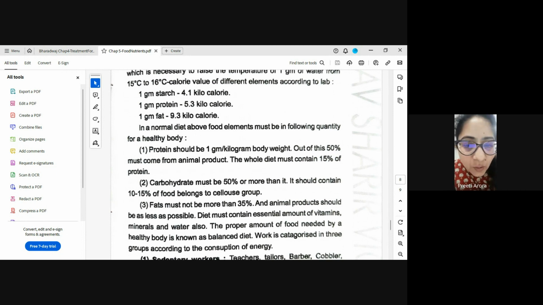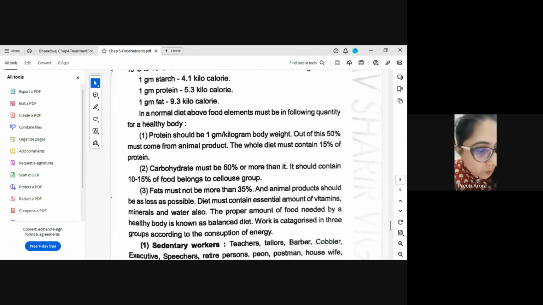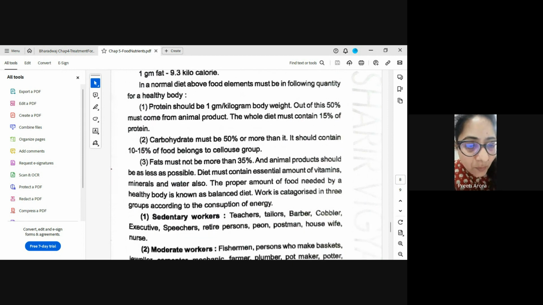Now, water is also needed. Obviously, we know that our body is composed of 60% water and we need water to maintain the fluidity of all the fluids that we have in the body. You have your cerebrospinal fluid, you have your sweat, your urine, your ear wax, everything is fluid. In the body, we don't have any liquid, we have only fluids.